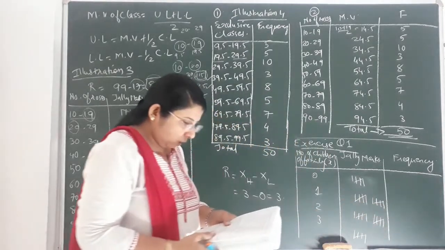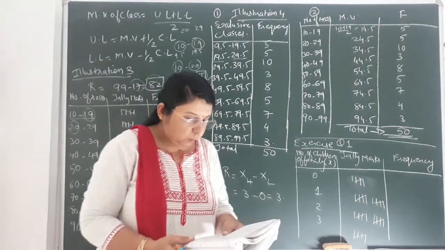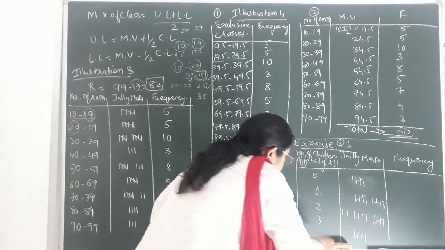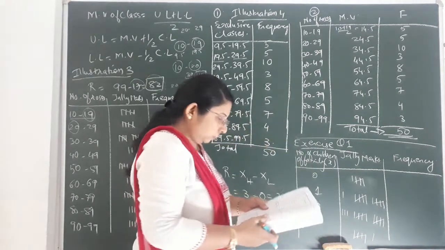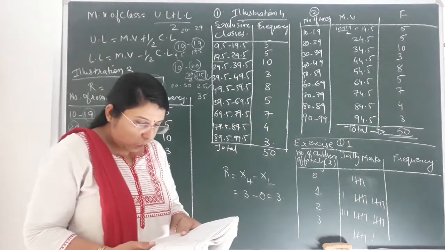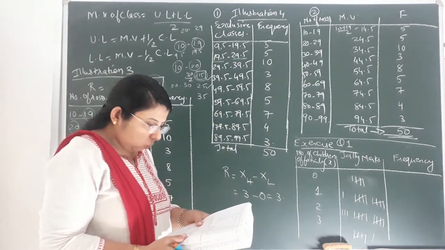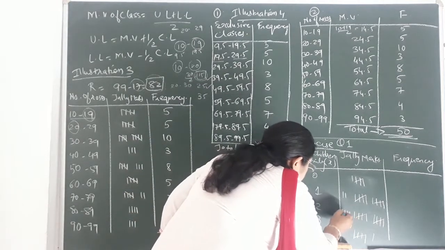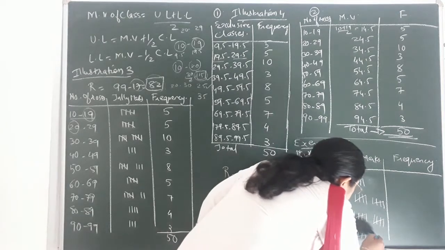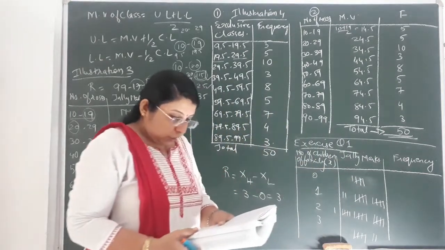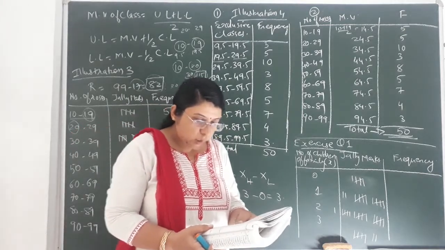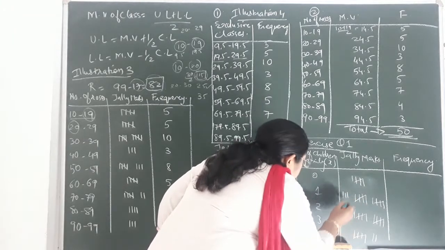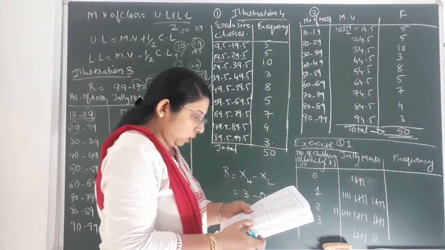Okay. Then afterwards 1, 2, 2, 3. 1. So we are writing 1, 2, 2. And last, that is 3. Okay. Then afterwards 2, 2, 2, 1, 2, 2, 3. Okay. Then afterwards 1, 2, 1, 2, 2.